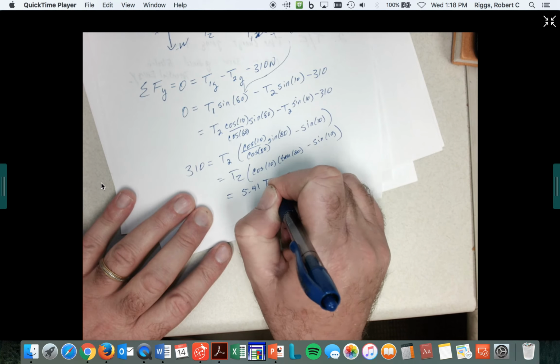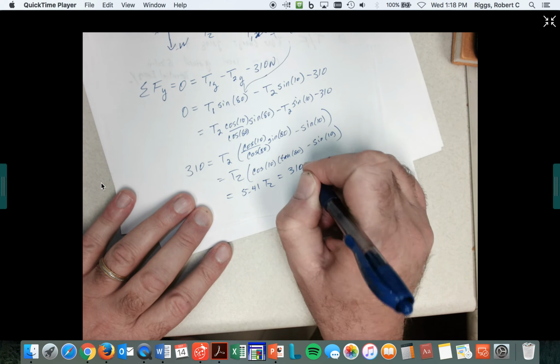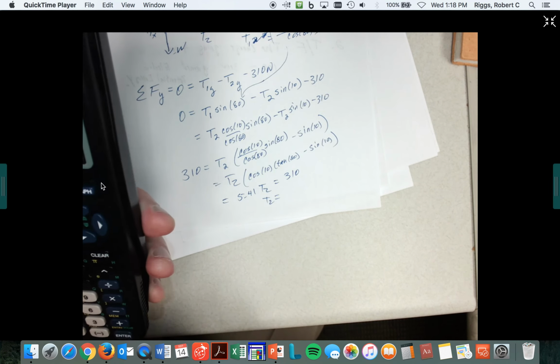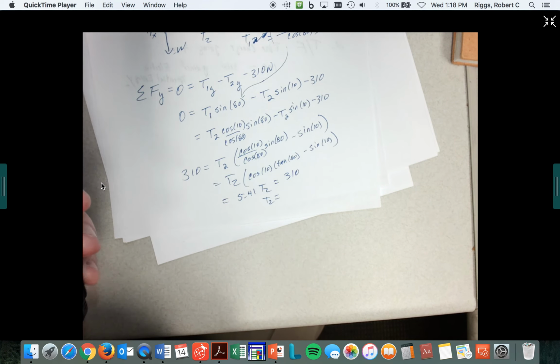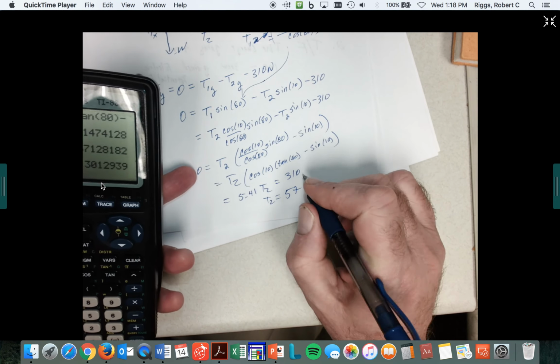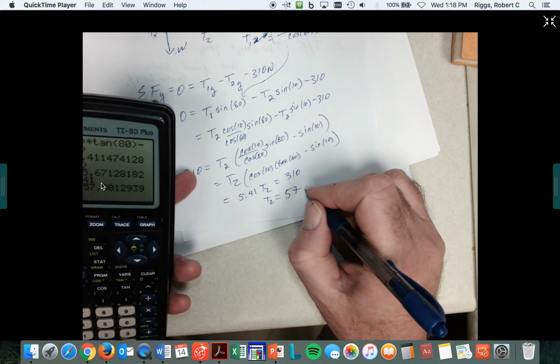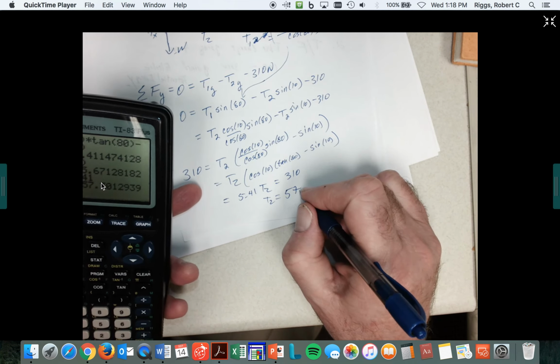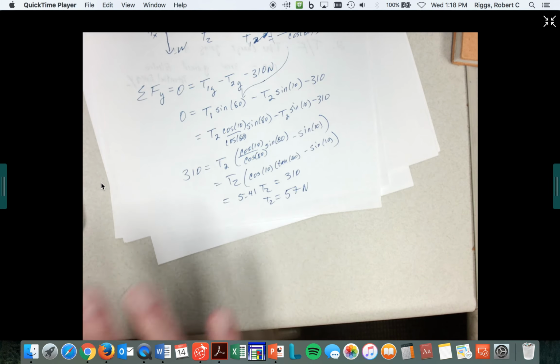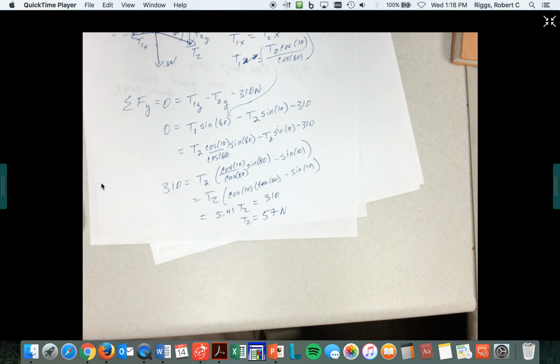5.41 T2 is equal to 310. So T2 is equal to 310 divided by 5.41. I didn't even look at the book's answers. I don't care. So the tension for T2 isn't much. Notice the tension there isn't much. Tension for T2 is 57 newtons. And so he's using 57 newtons to hold up this 310 Newton engine. So T1, that's how much he's pulling. So he doesn't have to pull very much.